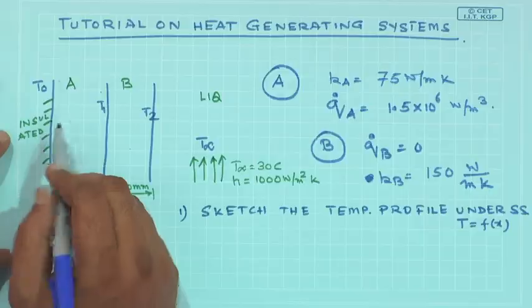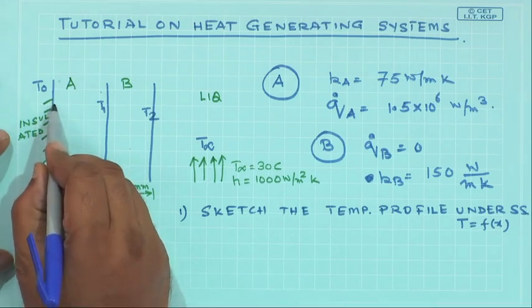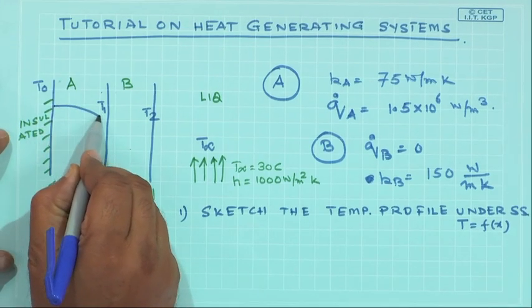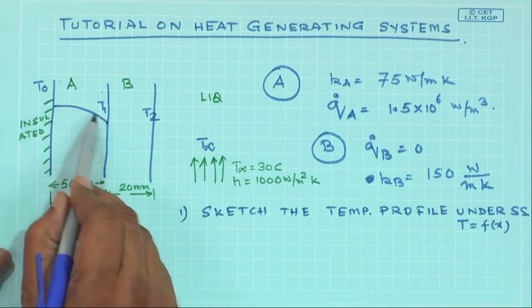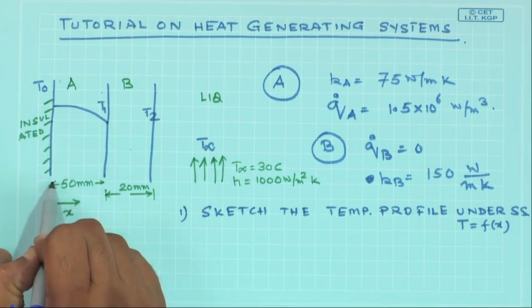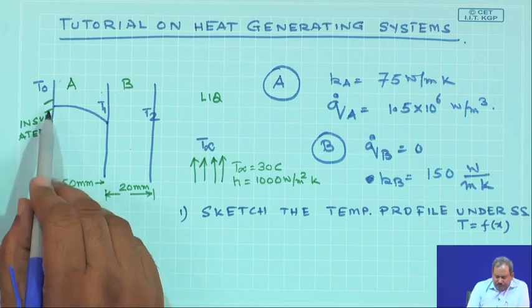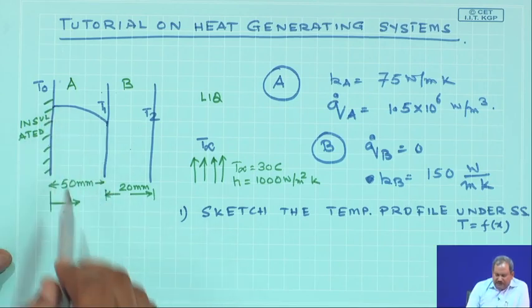So, the temperature profile in this would probably look something like this, where it is half of a parabola with the apex at x equal to 0. So, this is T0 and this is T1.